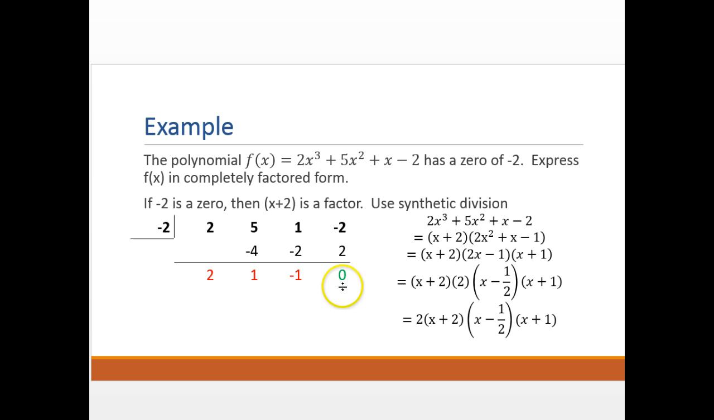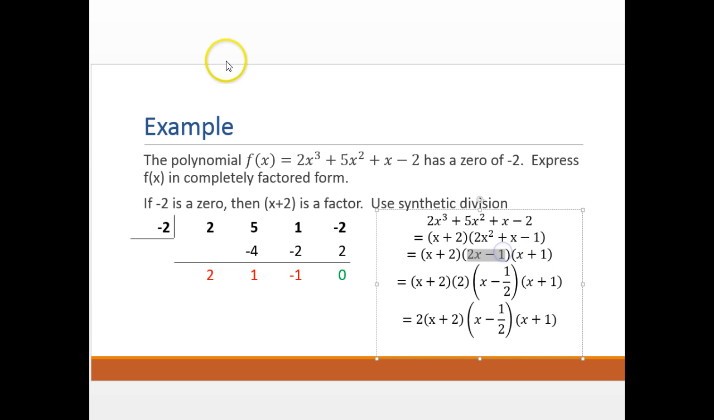Notice this 0 matches up with our factor theorem because this says that f of negative 2 is 0. So if I go to factor this now, negative 2 is a zero, so this is x plus 2, and then this is what's left over, 2x squared plus x minus 1. We should be able to factor this. It factors to 2x minus 1 times x plus 1.